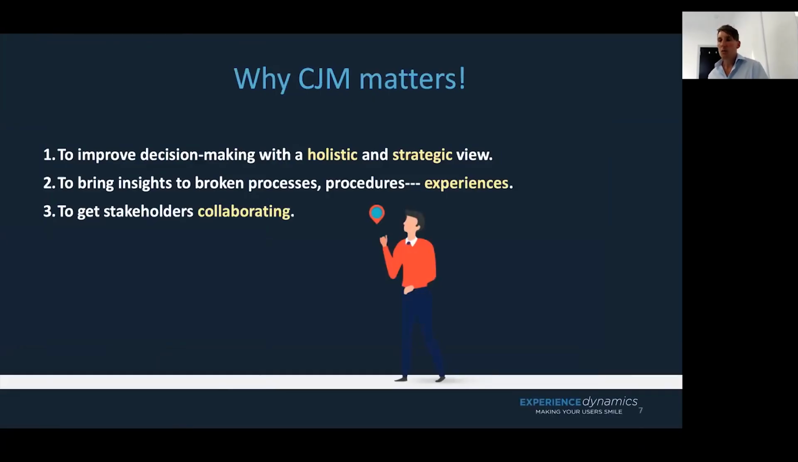But let's go into why journey mapping matters. I mentioned that it's a tool to improve decision-making with a more holistic and strategic kind of view. So seeing the customer, that's why we use the term journey, because we're seeing them from beginning all the way to the end, right? Now, what that beginning and end are will depend.